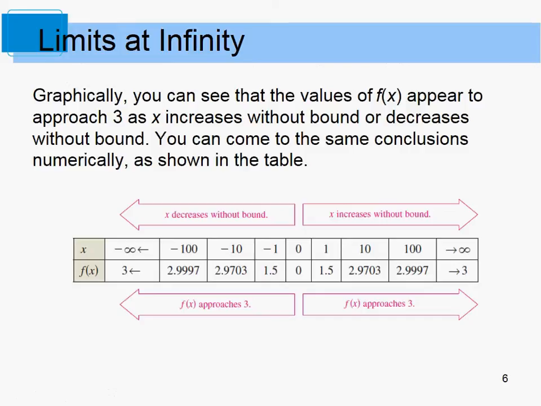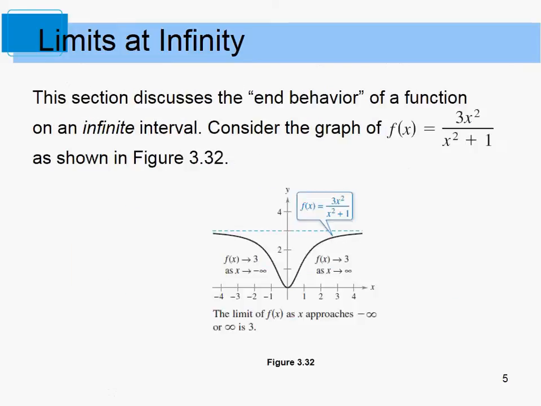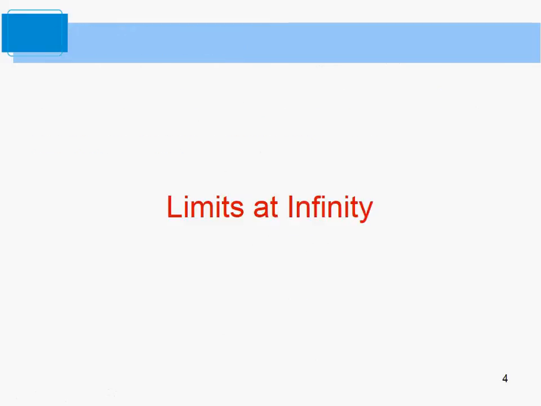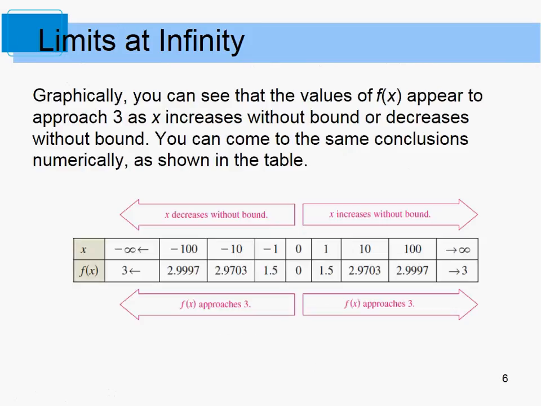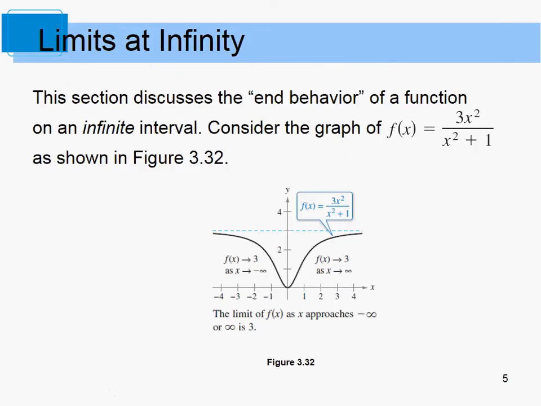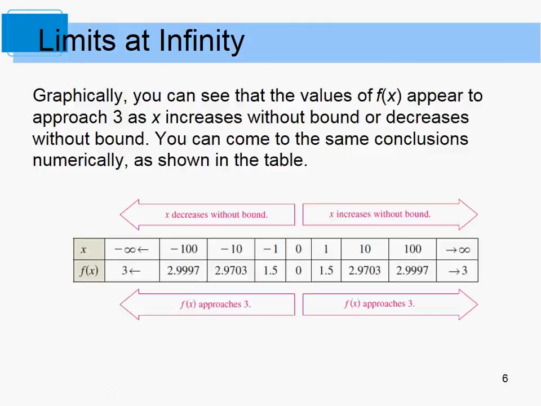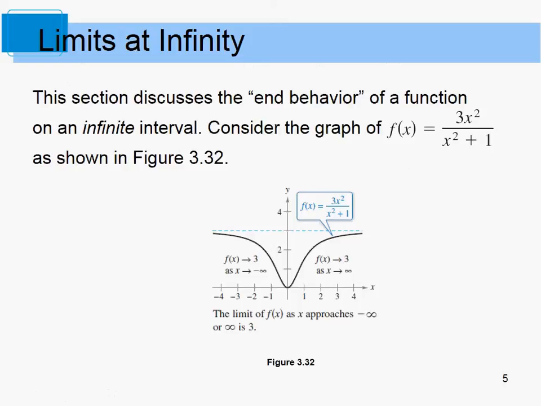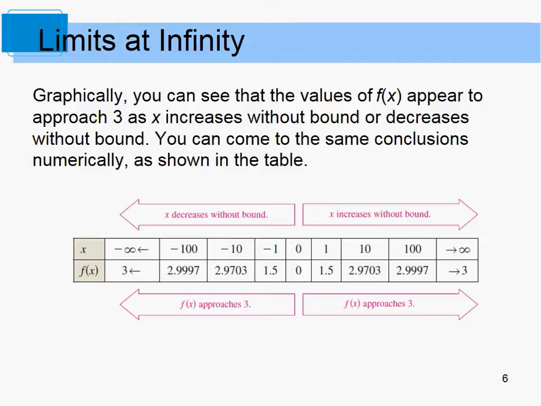Now, if we take this and graph it, it's easy to see what the limit at infinity is, right? We can see what it's approaching. If we didn't have the graph, we could plug in values. If we plug in 0, 0 over 1 is 0. If we plug in negative 1, 3 times 1 is 3, 1 plus 1 is 2, 3 over 2 is 1.5, right? 3 halves. If you plug in negative 10, you get 2.97. Negative 100, 2.99997. You get closer and closer to 3 without ever actually hitting it.